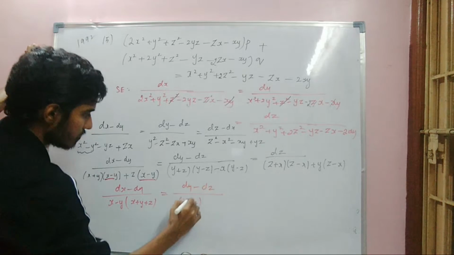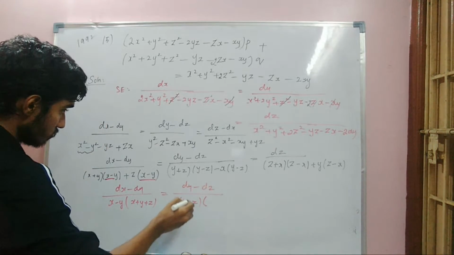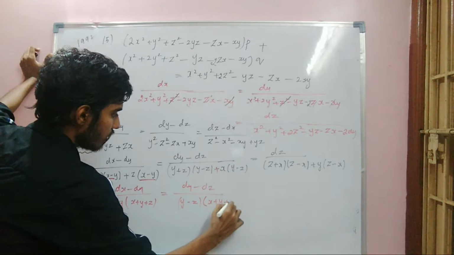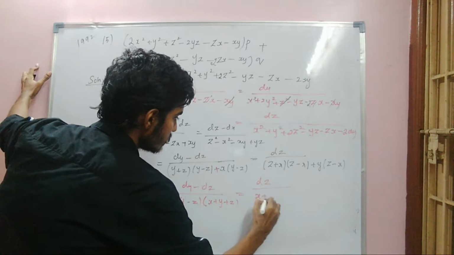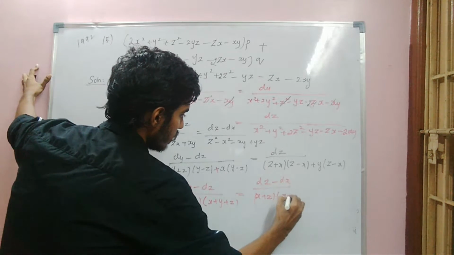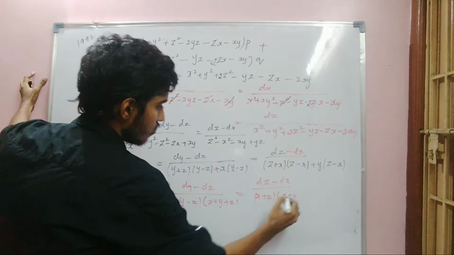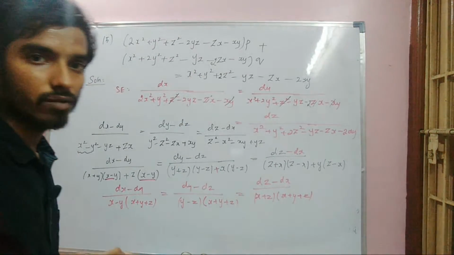So if I take y minus z common, here I am going to have plus x. We are going to have x plus y plus z, and here again I can take x plus z common. If I take x plus z common, we are going to have x plus dz minus dx, x plus y plus z. Now the problem becomes very easy.